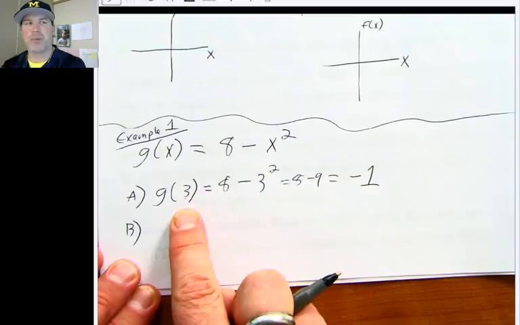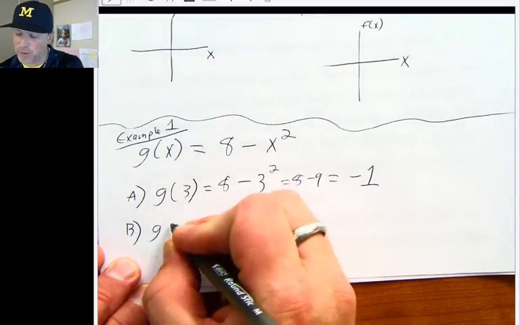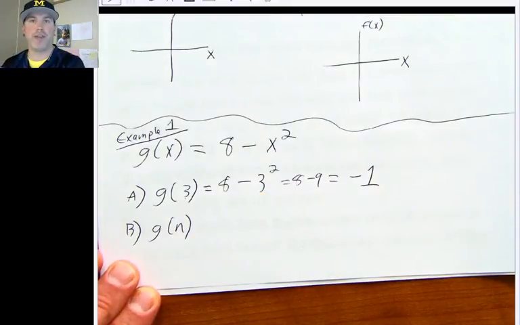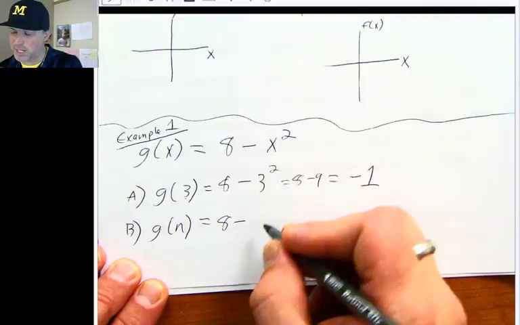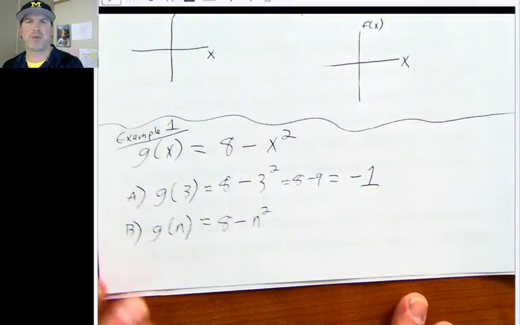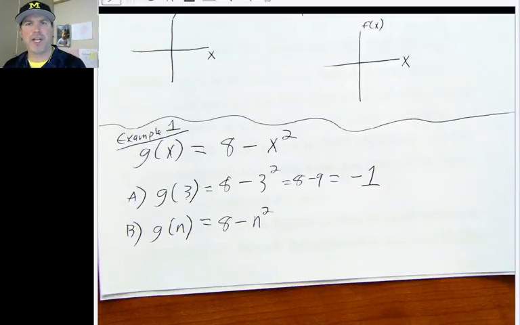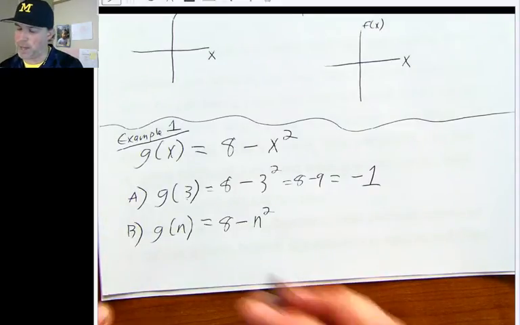Sometimes they don't ask you to plug a number into a function notation equation. Sometimes they ask you to plug a letter into it. They'll say something like g of n. Same thing. You go through the equation, and everywhere you see an x, you change it to what they're asking you to. In this case, it's 8 minus n squared. If there needed to be any simplifying, you'd do it at this point, but this problem doesn't have any, so we're going to leave it like that.